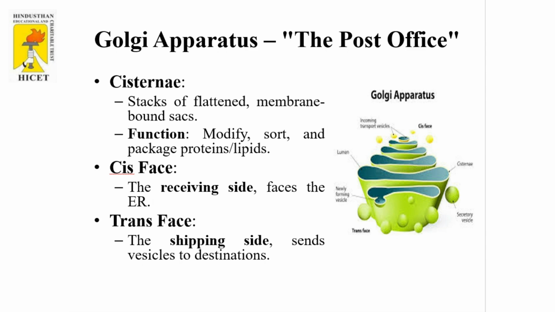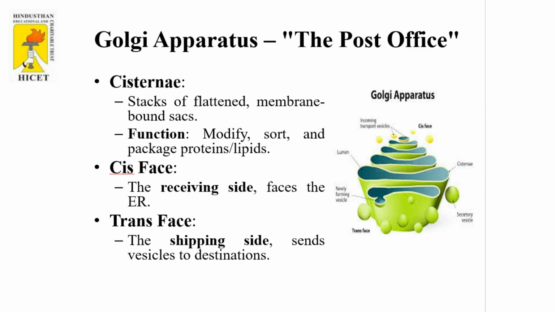The next is the Golgi apparatus, which is known as the post office. It has cisternae, cis face, and trans face. The cisternae are stacks of flattened membrane-bound sacs that we can find in the diagram. The function of the cisternae is to modify and sort the lipids and proteins that are produced and package the proteins. The cis face is the receiving side which faces the ER and receives the protein molecules, and the trans face is the shipping side which sends the vesicles to their destinations. This is the function of the Golgi apparatus, which acts as a post office, receiving and sending the bounded sacs.